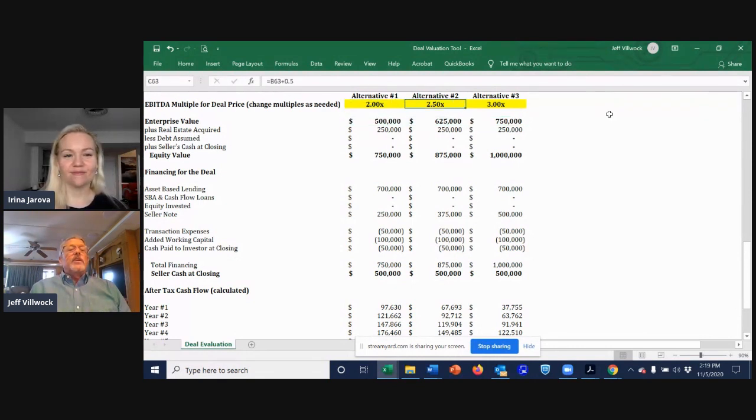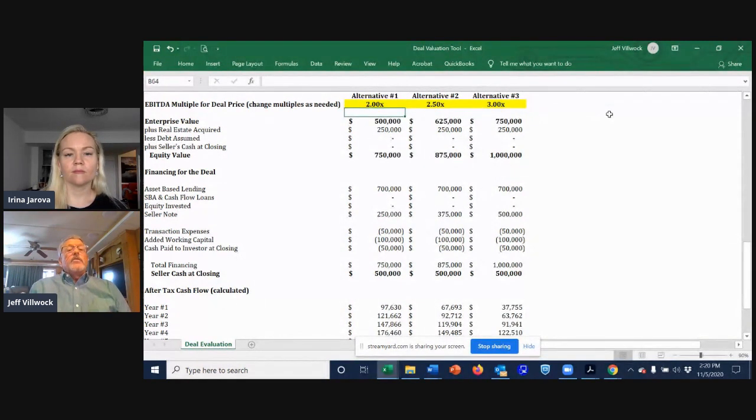By the way, you can adjust these if you want. If I want to put a 3 in there, boom. Look, we got 3, 3.5, and 4 now. Okay. I'm paying 750, 875, or $1 million. And so in this spreadsheet, we're going to go through 3 different alternatives based on different pricing.